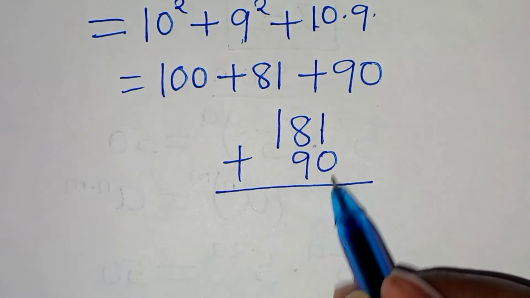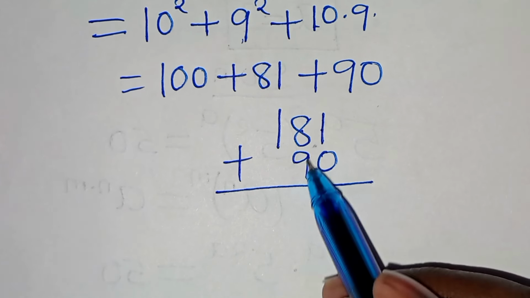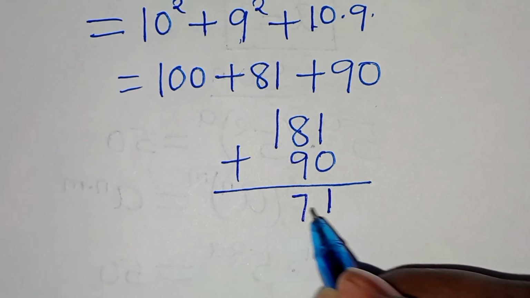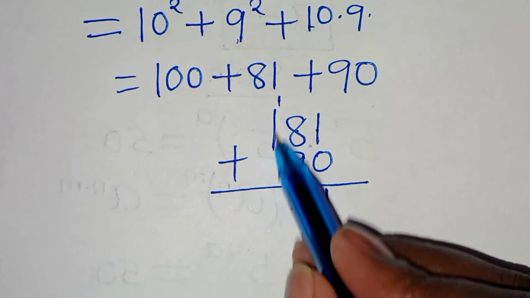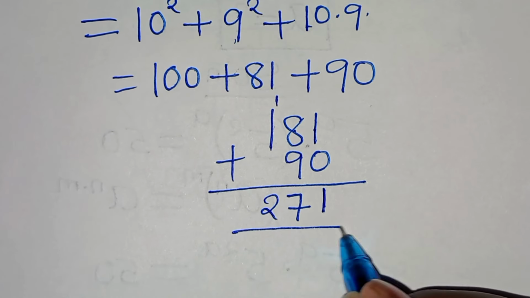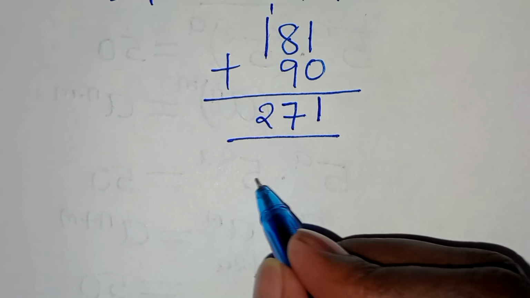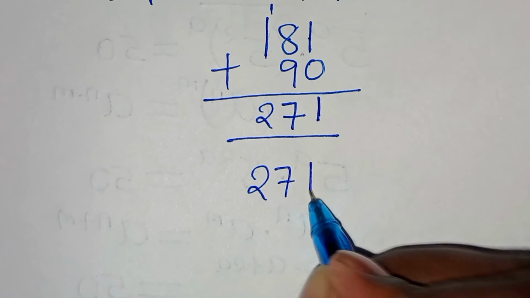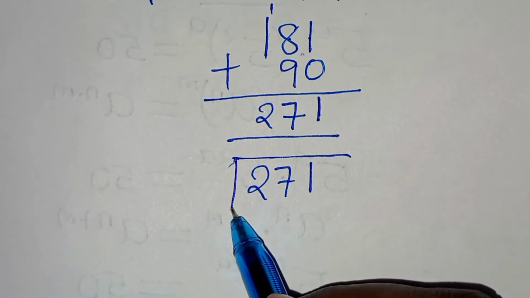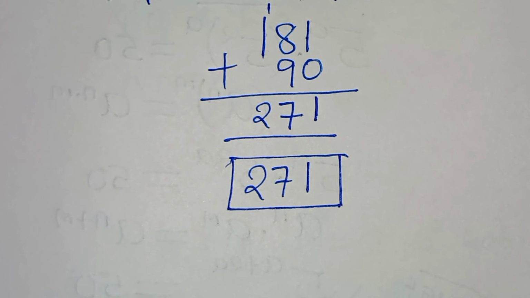So this is 100 plus 81, this is 181, then plus 90. We have 90 here, and this means we have 1 plus 0, this is 1, 8 plus 9, this is 17, so 7 carry 1 here, 1 plus 1, this is 2. We have a solution here, which is 271. So this is the solution to this square root math problem.